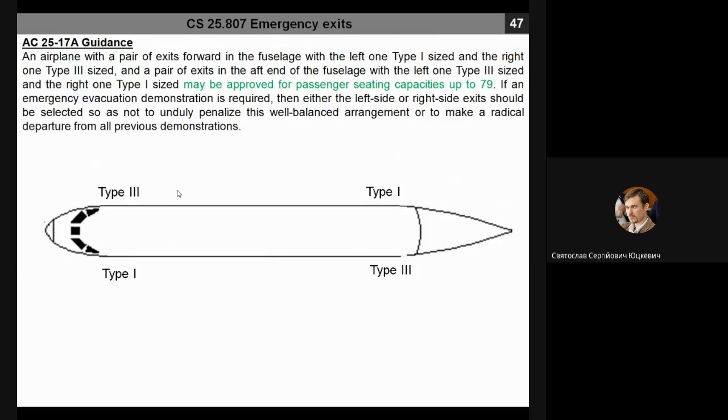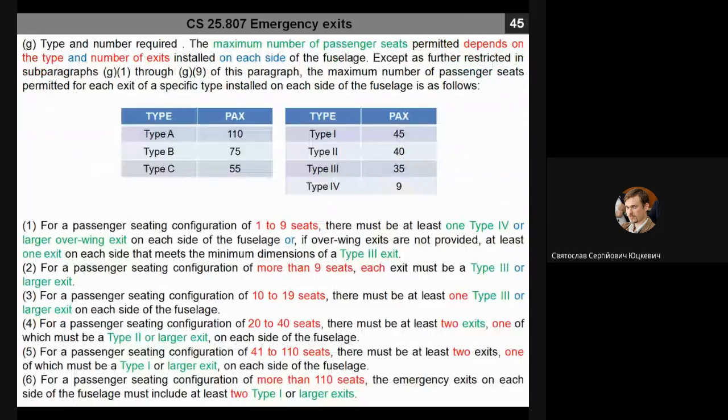The other one, similar to the previous one that we discussed yesterday, is a combination of type 1 and type 3 exit doors. And you could see it will be in the next combination: type 1, type 3 from the left side, and type 3 and type 1 from the other side. So according to that, 35 for the type 3 exit, and 45 for type 1.